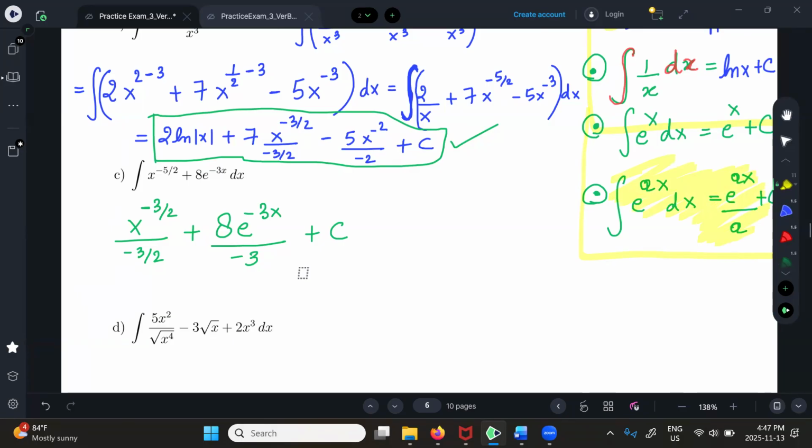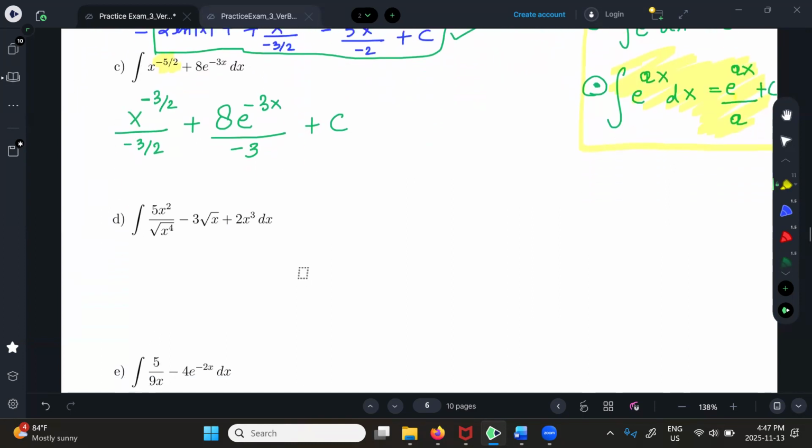Well, use this formula. If you have e to the power ax, it remains e to the power ax divided by a. So a here is -3, divide by it. Add 1. Right? You're applying formulas, right? Okay. Here, same thing. I think you're getting the drill of it.